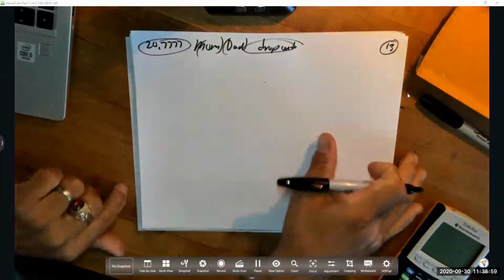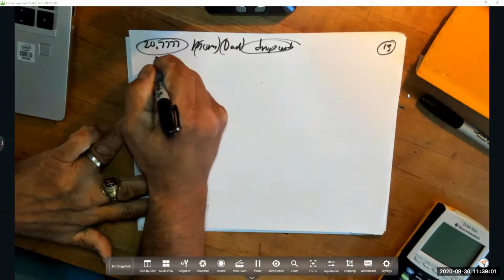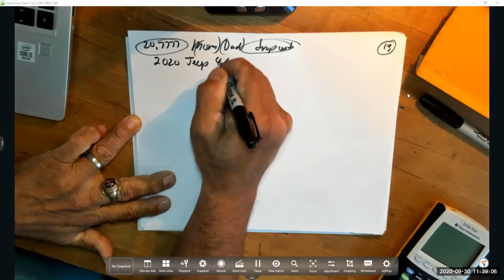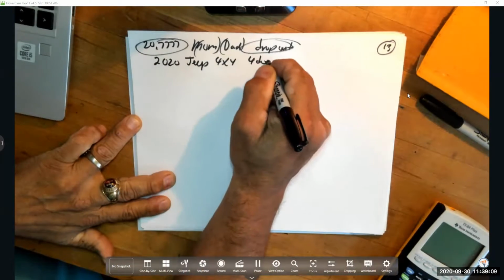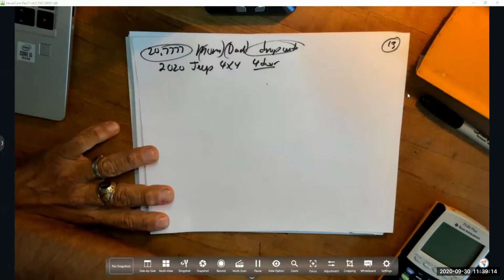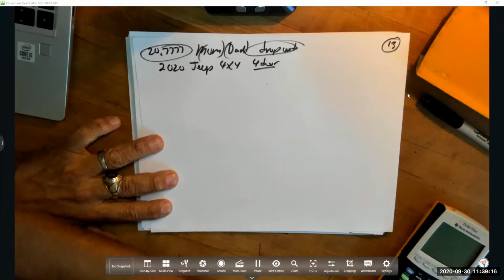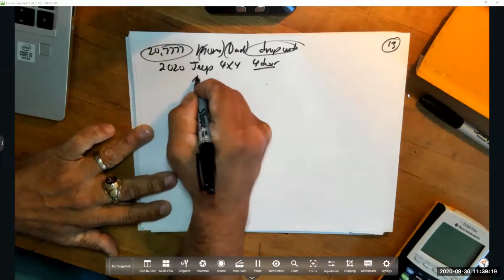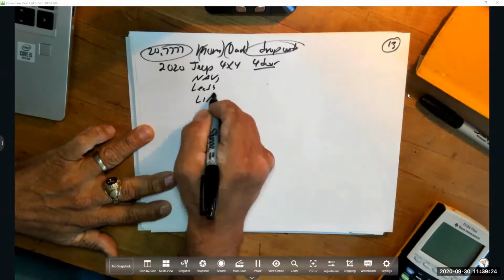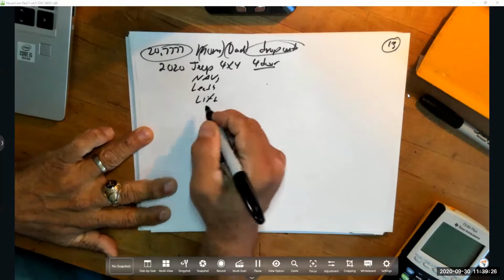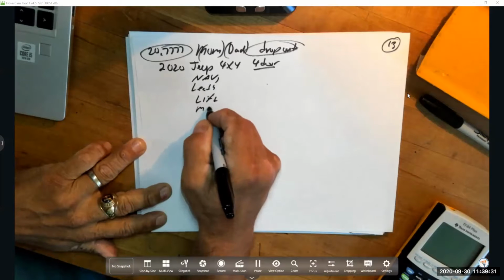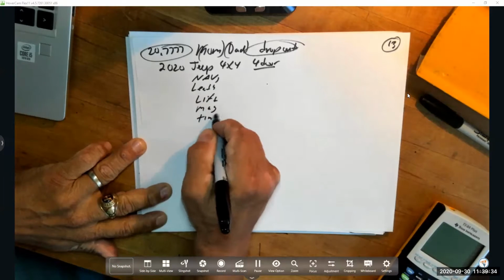Yes. Because you're going to college, we're going to go get you a 2020 Jeep 4x4, 4-door. We can go look for that today. The big Jeeps, not the little Jeeps. We'll make sure it has navigation, leather, and a 10-inch lift. What else do you need on it? Leather, navigation, lift. Mag wheels, of course. Tinted windows, yes.